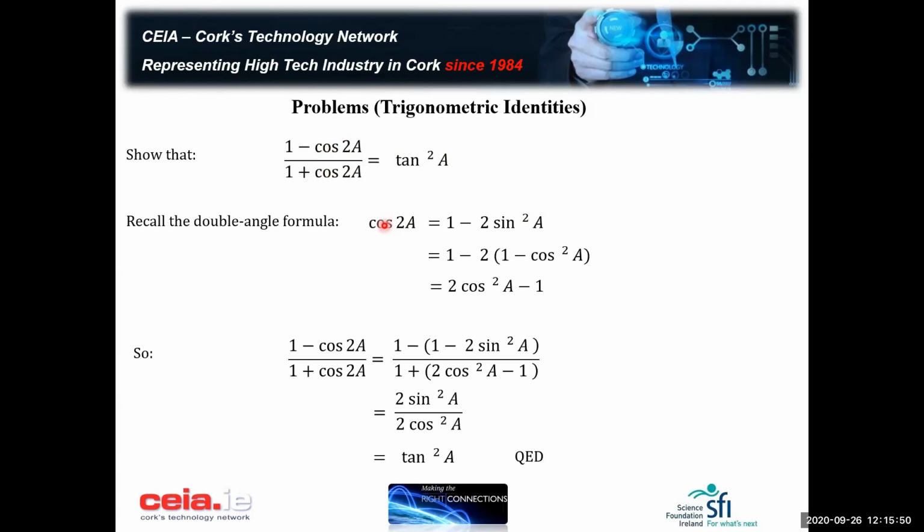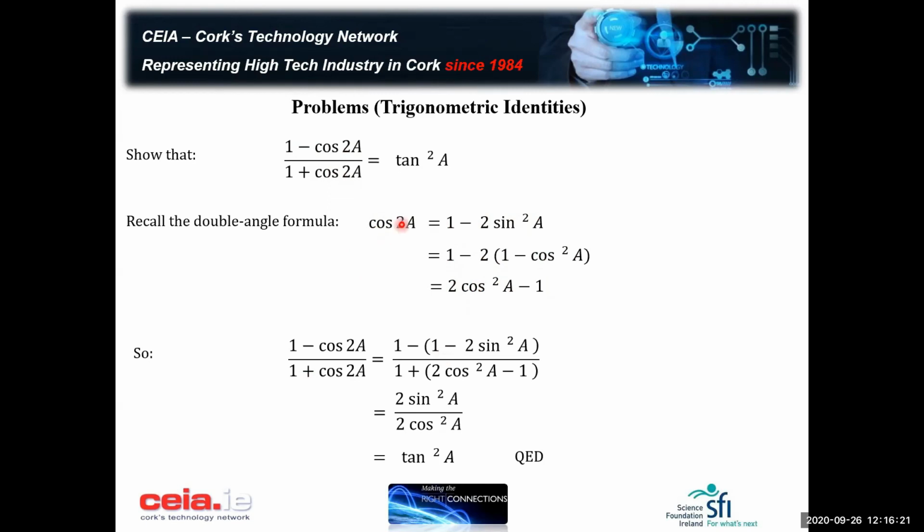So we go back to this identity that we proved before. The cosine of 2a is 1 minus 2 sine squared of a. That's a candidate for putting underneath the line. But you can change that, using again cos squared plus sine squared equals 1, into this version of the cos 2a formula, which contains only cos a, and that's a candidate for going above the line.